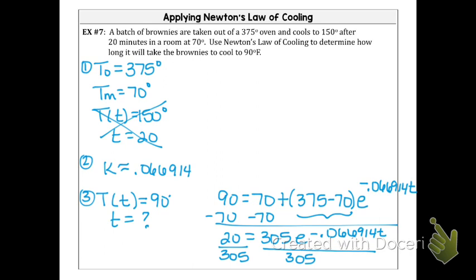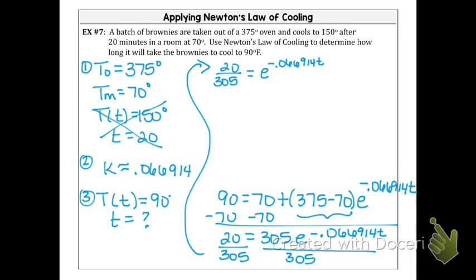I should have just started that way up here at the top, but I was trying to start it next to it. So now I'm going to come up here. All right, so we get that 20 over 305. I know it'll reduce, but I'm going to put that in my calculator in a minute anyways. So equals e to the negative 0.066914t. Now remember again, if I want that t out of the exponent, I just need to log both sides.